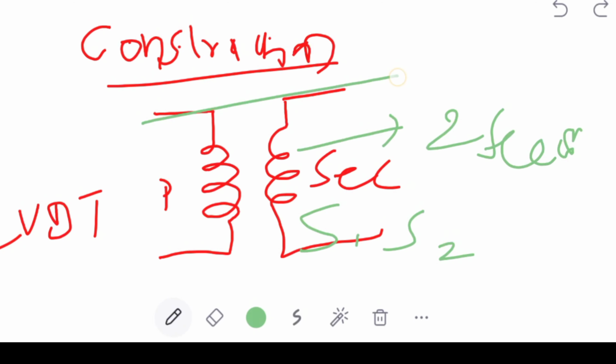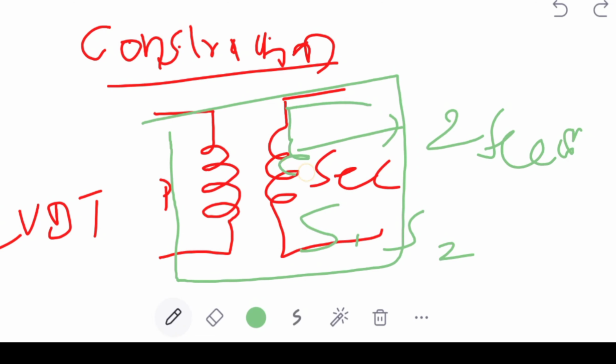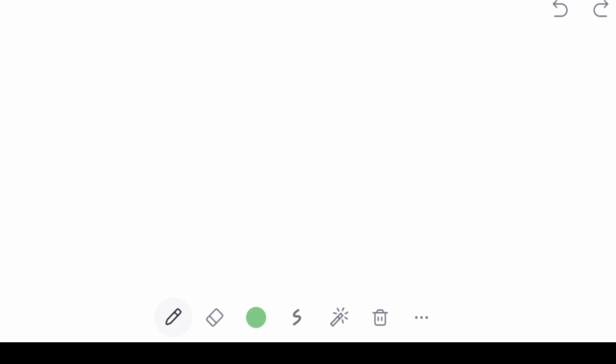The LVDT has two secondary windings of equal number of turns. The primary is a single winding, and the secondary is split into two windings. How does the LVDT look? What is the construction? It consists of a single primary winding and two secondary windings. The primary winding will be surrounded by the two secondary windings. You can see the diagram of the LVDT.